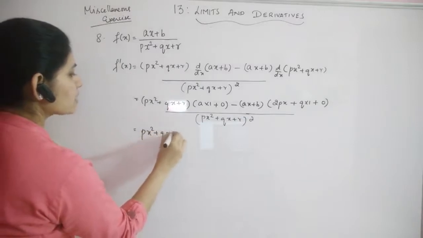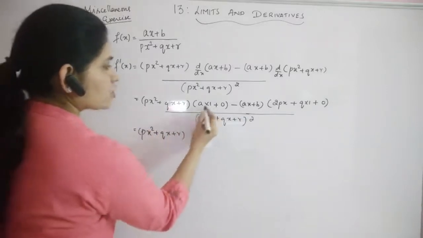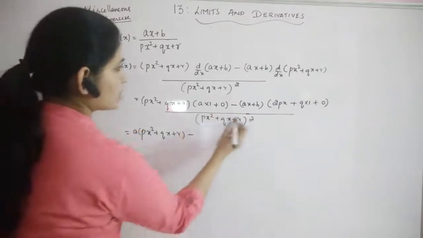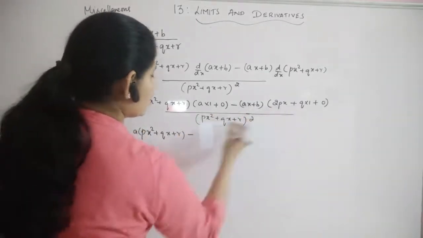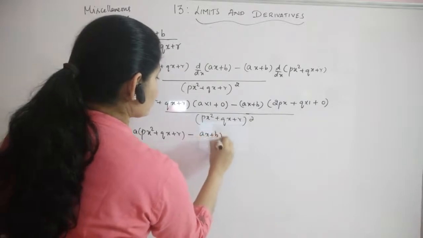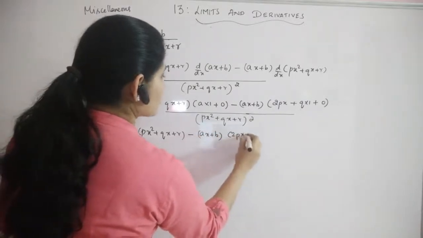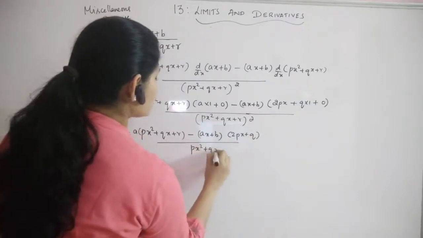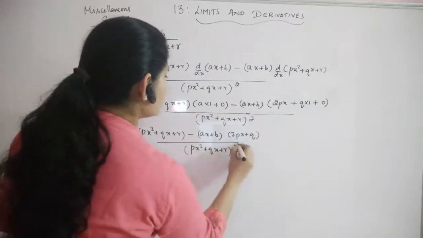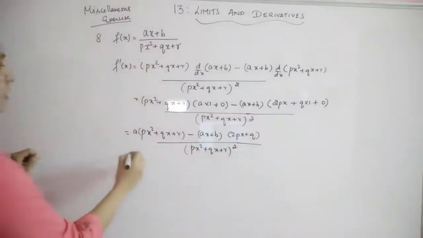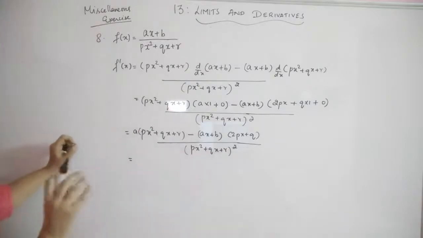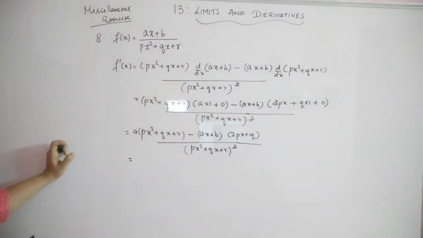is equal to (px² + qx + r) into a, here you have only a, so I can write it here, minus (ax + b) into (2px + q), divided by (px² + qx + r) the whole square. Now again, if you have anything to cancel, we can just expand it and see whether we can cancel it or not.